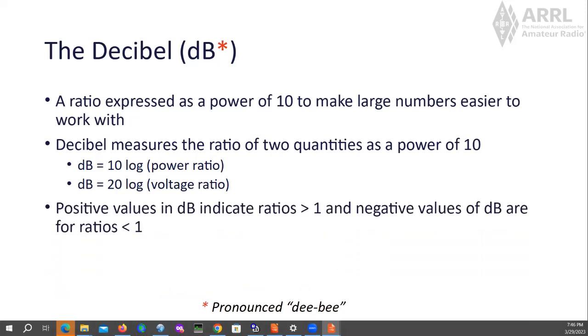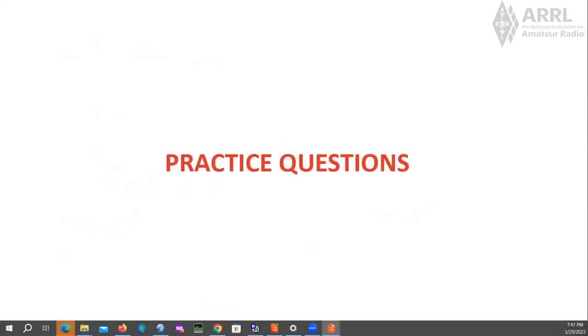Positive values in dB indicate ratios greater than 1, and negative values of dB are for ratios less than 1. Everything we're talking about, we can get a lot deeper into, but right now, this is what you need to know for this lesson. Antenna gain is discussed in terms of dB. Now we go to practice questions.